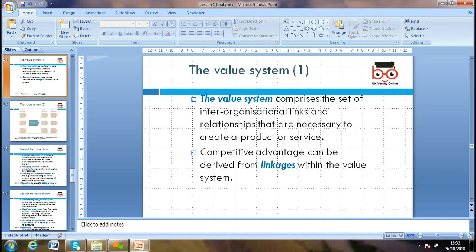If the people in inbound say we are not bothered about the marketing department, whatever they are doing, and finance or other support activities, we need to work as a team to create value in our organization. Exactly. Otherwise, competitive advantage can be derived from the linking between the value system. So your competitive advantage will come only if you have a good value system developed within our organization.